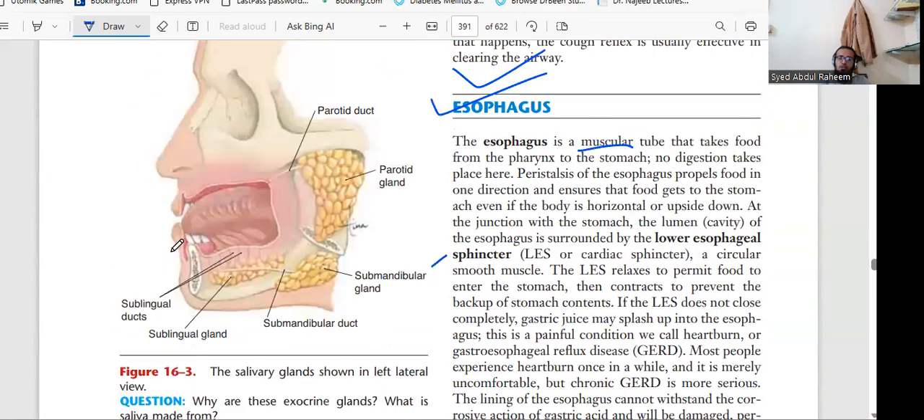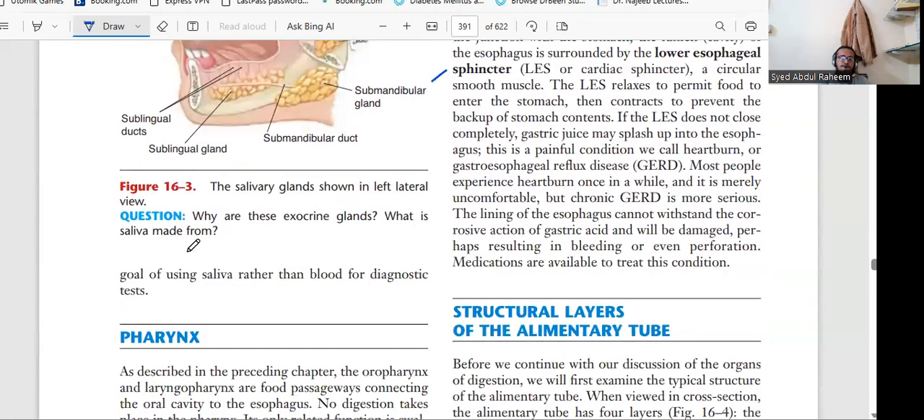So, understood about the esophagus, pharynx.